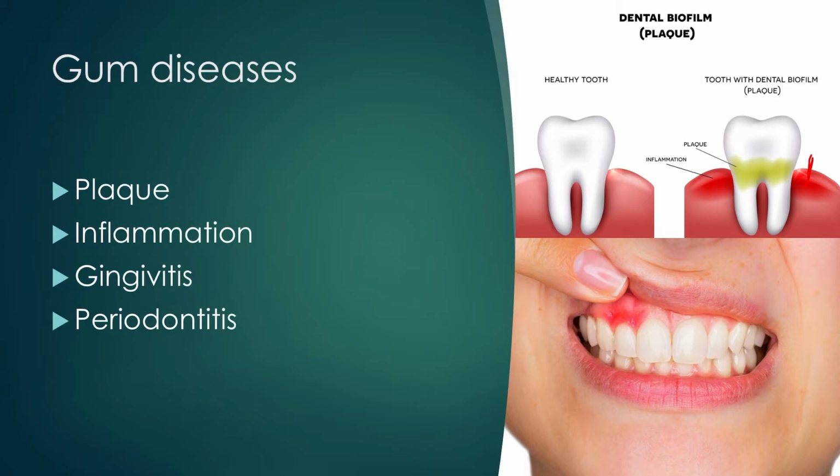Inflammation, in dental terminology, is the swelling of the gums which can be caused because of various reasons, because of trauma, because of plaque also. Next is your gingivitis, which is the early form of gum disease in which the gums get swollen and they bleed. Periodontitis is the severe form of gingivitis which involves bone and results in loosening of your teeth.